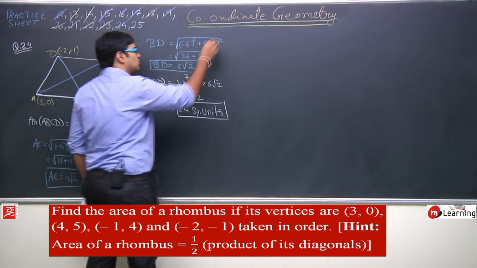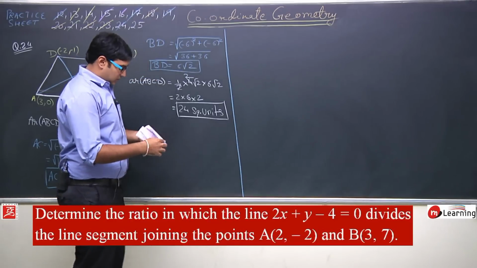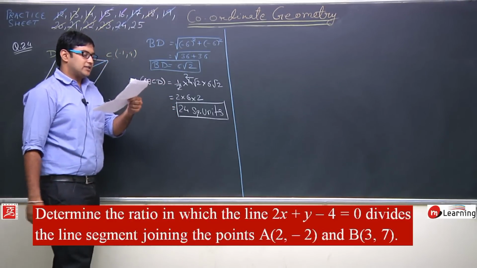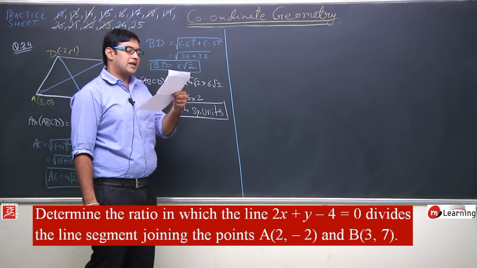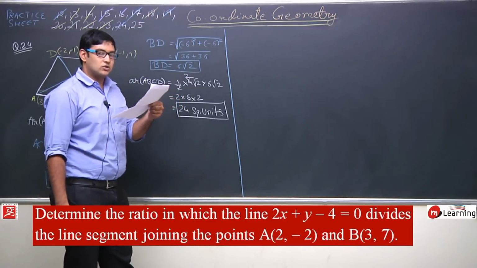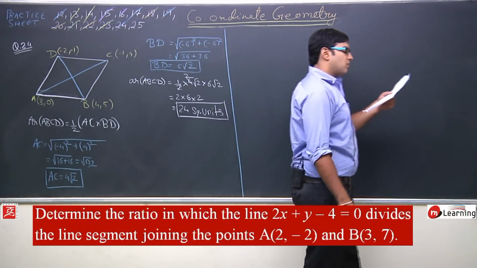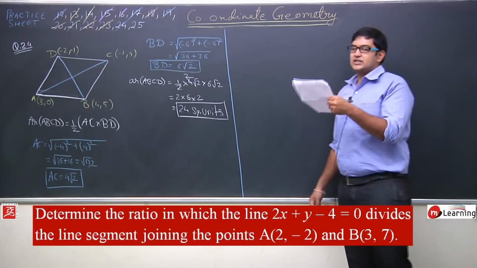Now let us move on to question number 25. Question number 25 says: determine the ratio in which the line 2x plus y minus 4 is equal to 0 divides the line segment joining the points A 2, minus 2 and B 3, 7.